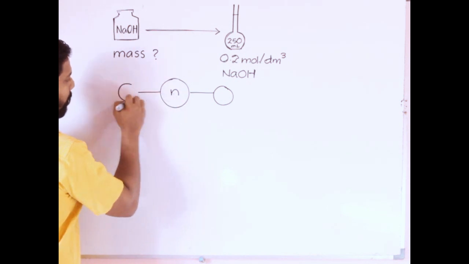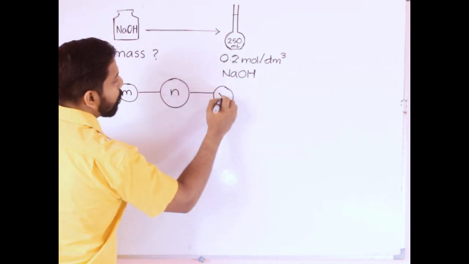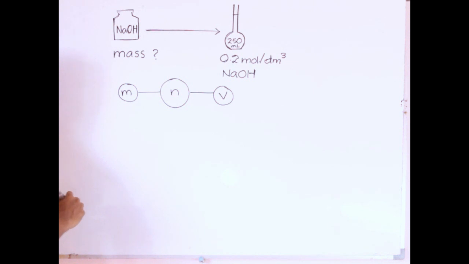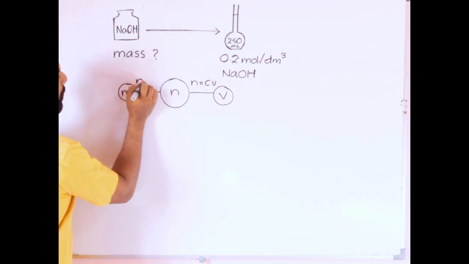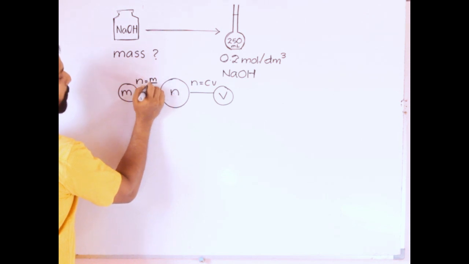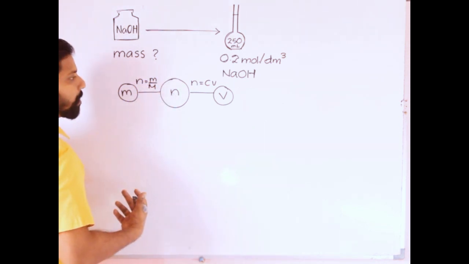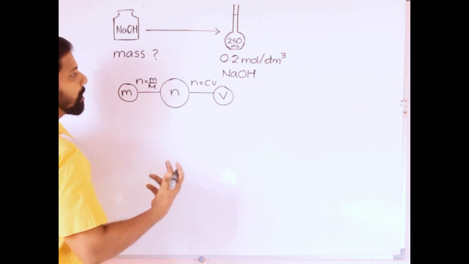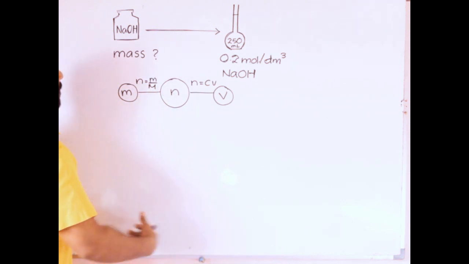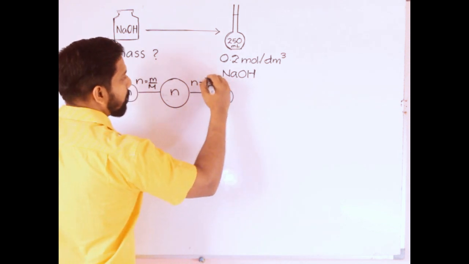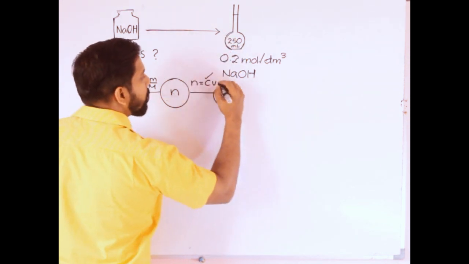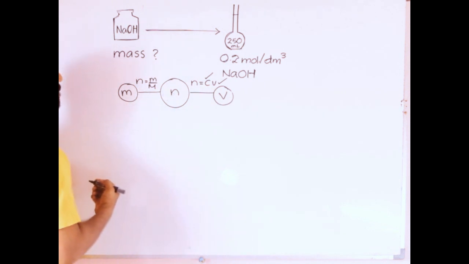Moles, mass, volume. n equals CV, n equals m over capital M. Let's see what figures are given as data. We are given the concentration of sodium hydroxide. We are given the volume of sodium hydroxide.